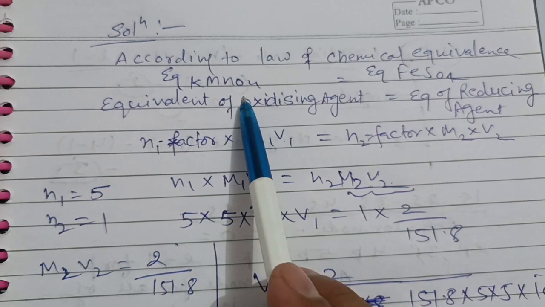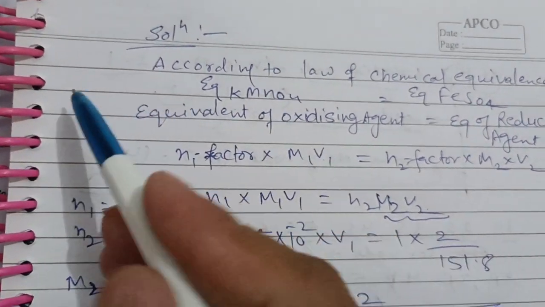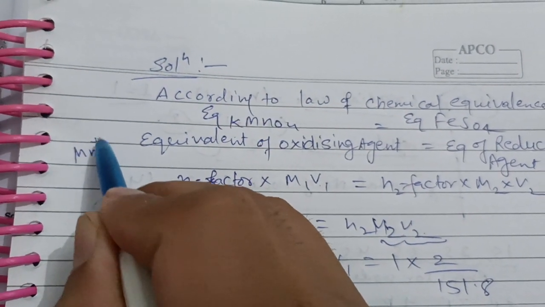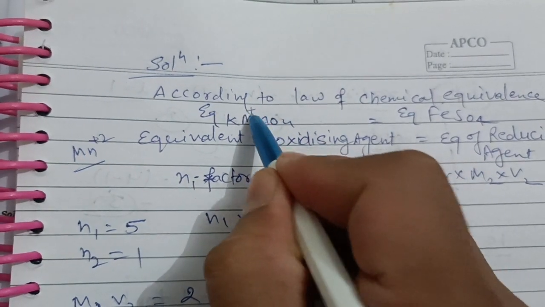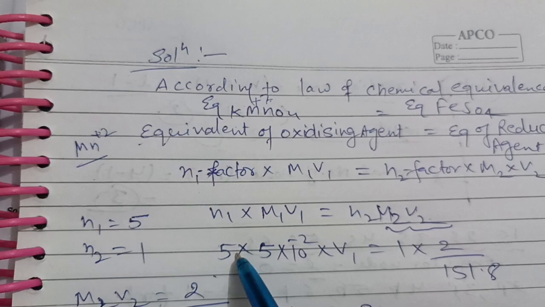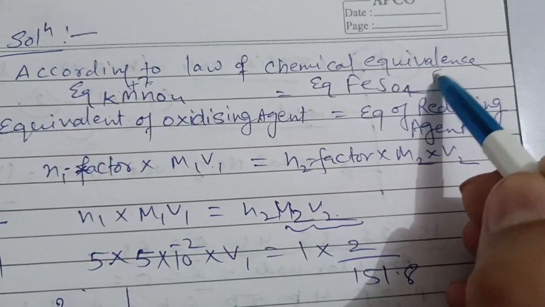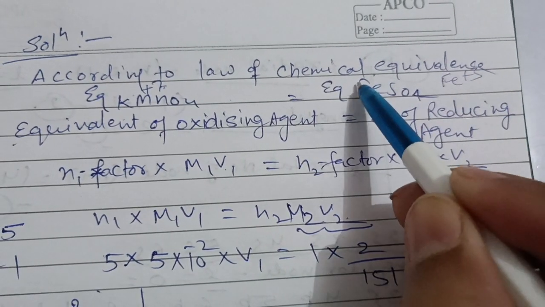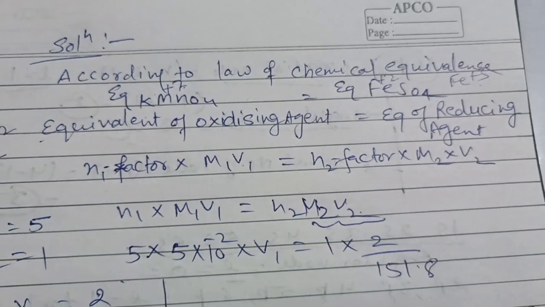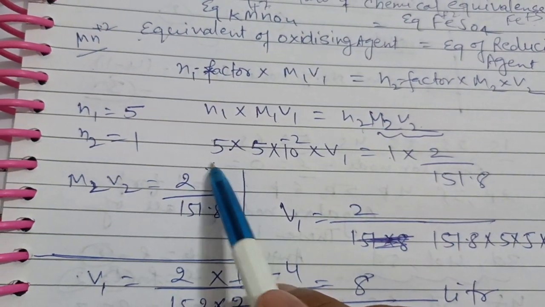The n factor of KMnO4 in acidic medium is 5, because in acidic medium it changes to Mn plus 2. Here the oxidation state is plus 7, so the difference in oxidation state is 5, so n factor is 5. Ferrous sulfate changes to Fe plus 3. Here it is in plus 2 oxidation state, so the difference in oxidation state is 1. So the n factor n2 is 1 and n1 is 5.